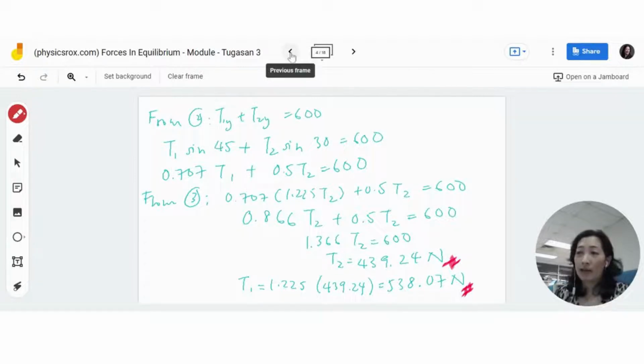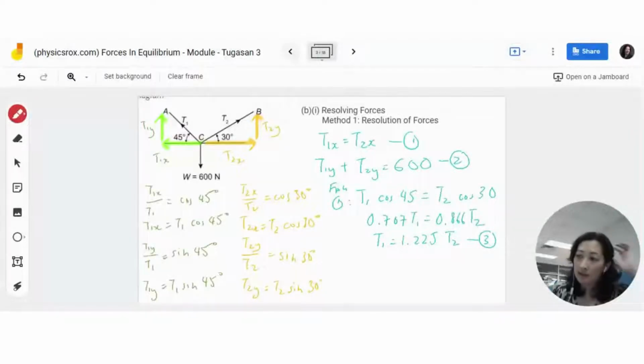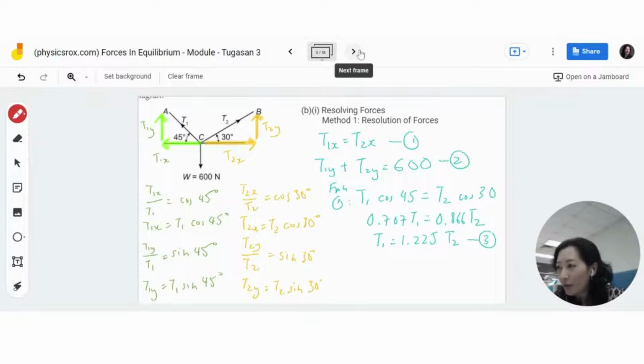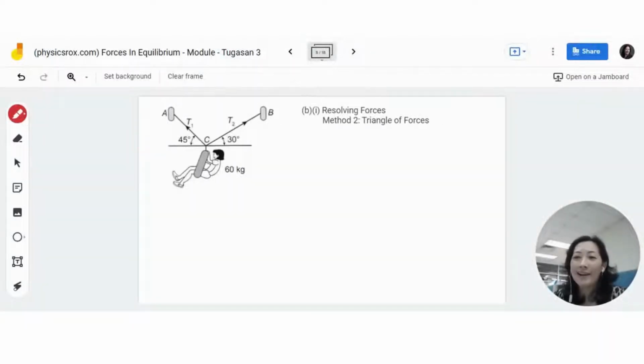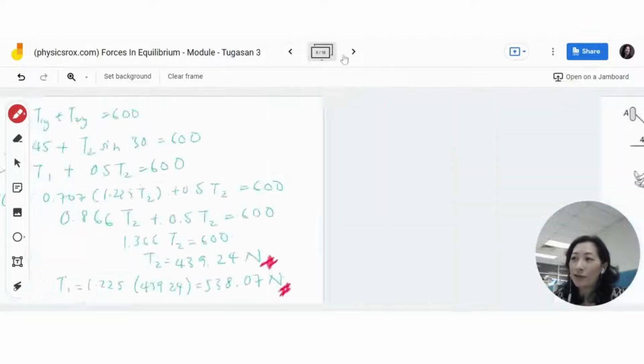By the way, if you had watched my earlier video where I divided the triangle into 2, that wouldn't work. Oh, that doesn't apply for this. Let me talk about that in the next section. Sorry, I got ahead of myself. Okay, so that's with the resolution of forces.